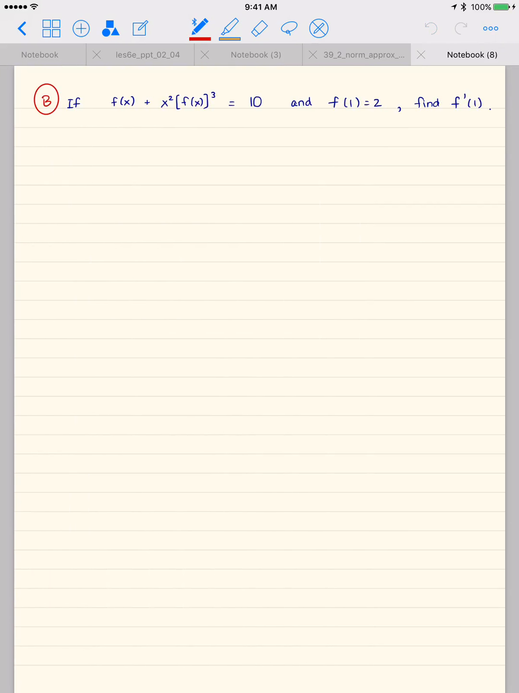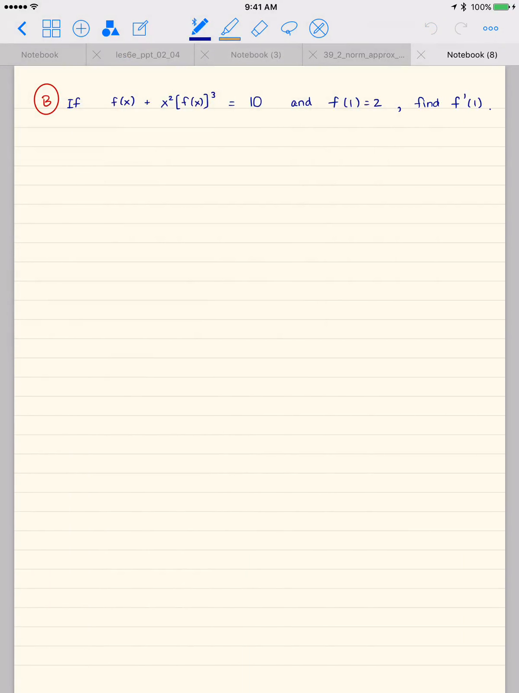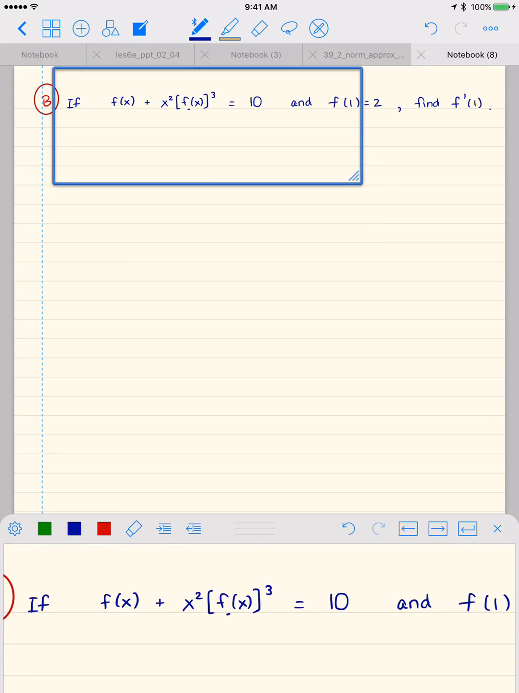Okie dokie. Now we are ready for question B. Okay, so B says if f of x plus x squared times f cubed is equal to 10 and f of 1 is equal to 2, find f prime of 1. Okay, this is truly about implicit differentiation.